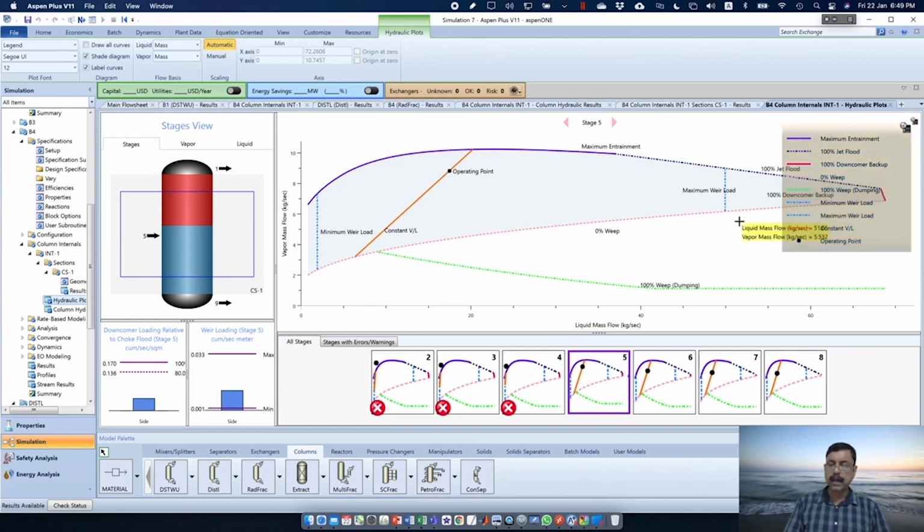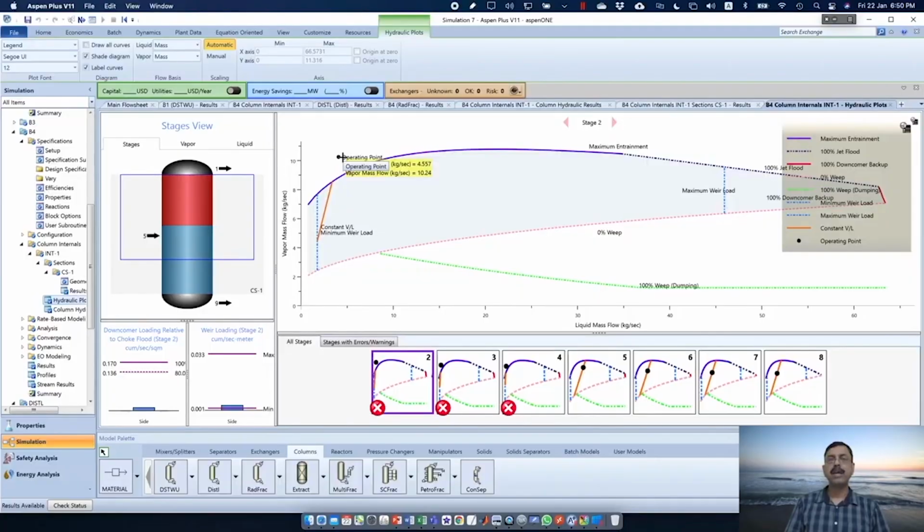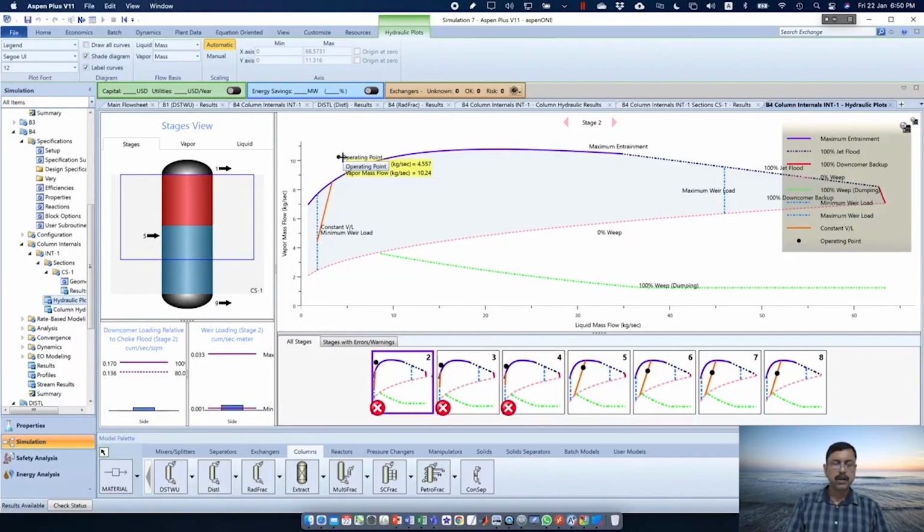Now here we can understand that stage numbers 5 to 8 are good. But 2, 3, 4 are not good. So we find a cross mark over here. So what we will do, we will go and check what is the problem. The problem is in this tray, say number 2, the operating point is over the maximum entrainment. So there is a condition of flooding over there. So we have to reduce the flooding. The best way of reducing the flooding is to increase the diameter, right?